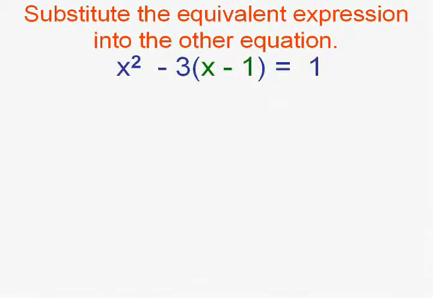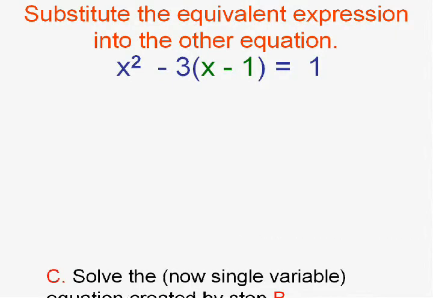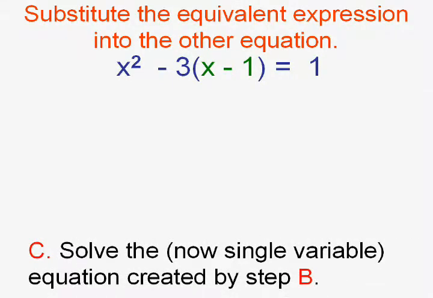Now what am I going to do? Well, this is a quadratic equation because it has an x squared. But we know how to solve a quadratic equation, but we also know that we're probably going to get two answers. Let's do it. If I distribute that minus 3, I get x squared minus 3x plus 3. Recall, a negative times a negative equals a positive.